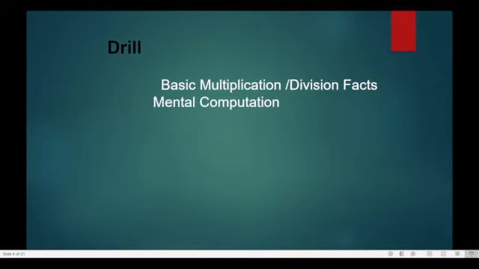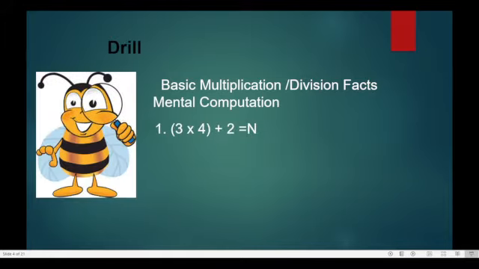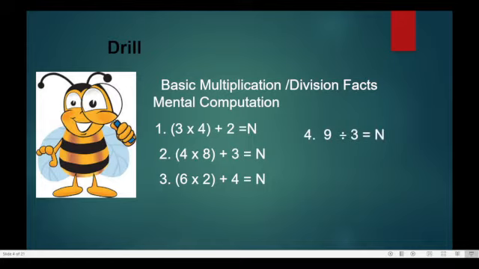Okay, for our drill, basic multiplication or division facts, this is a mental computation. So you have open parenthesis 3 times 4, close parenthesis, plus 2. So 3 times 4 is 12 plus 2 is 14. Number 2, quantity 4 times 8, close, plus 3. And 4 times 8 is 32 plus 3 is 35. Then quantity 6 times 2 is 12 plus 4 is 16. And then you have 9 divided by 3 is 3. And 16 divided by 4 is 4.